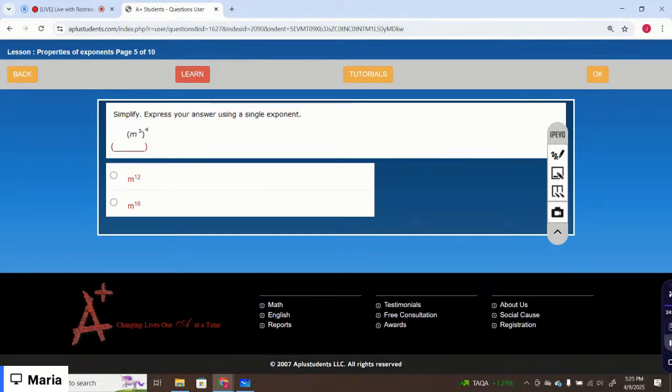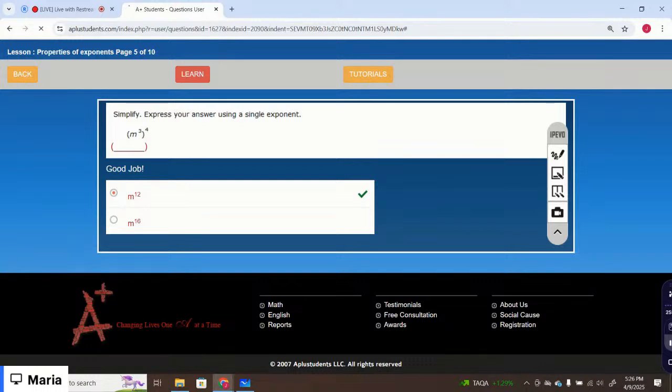N cube exponent 4, which is the correct option. And exponent 12, it is option 1 is the correct option.